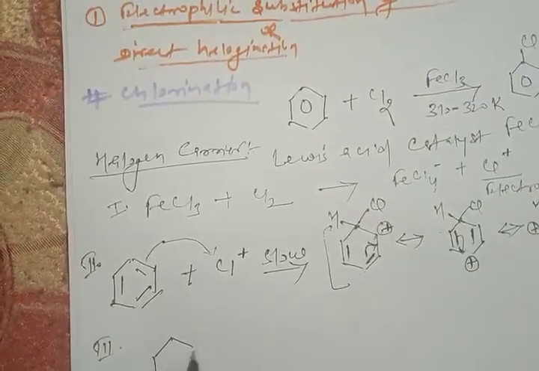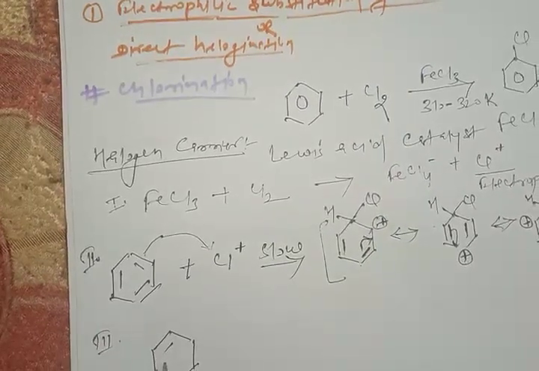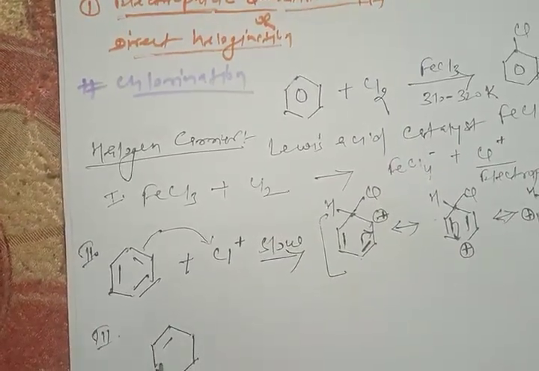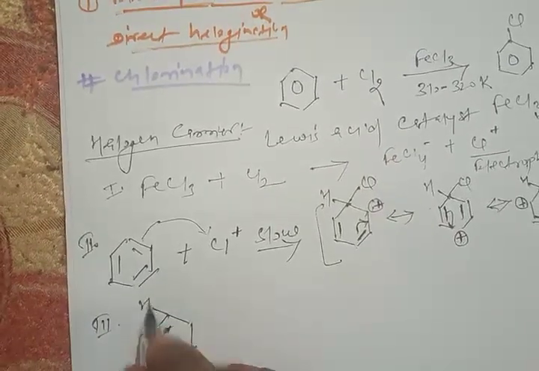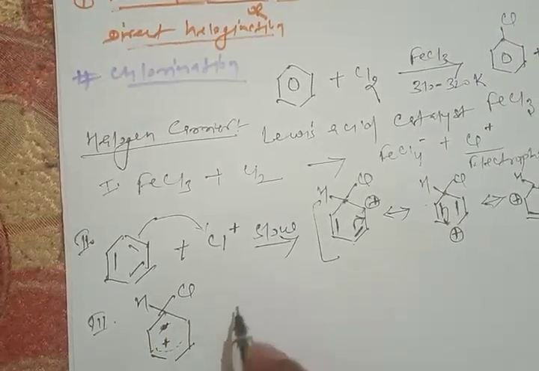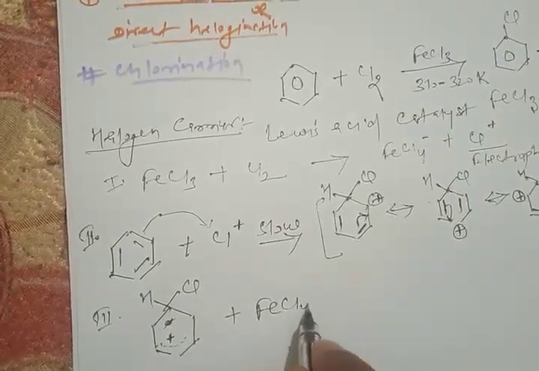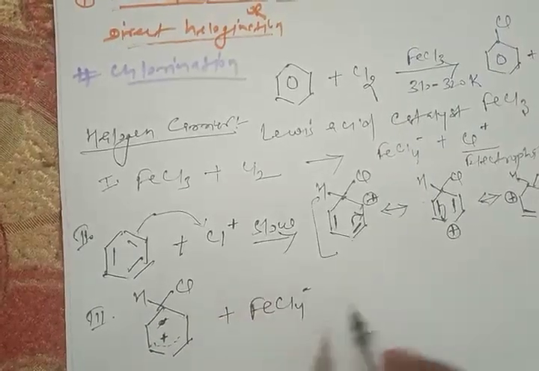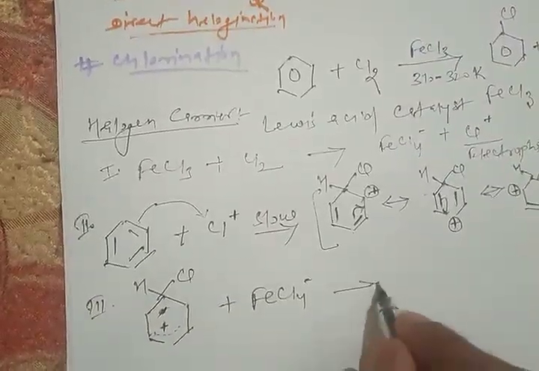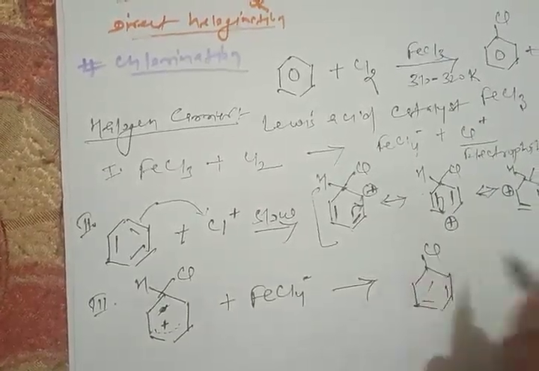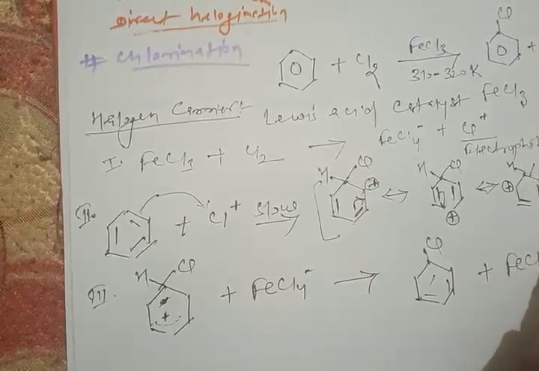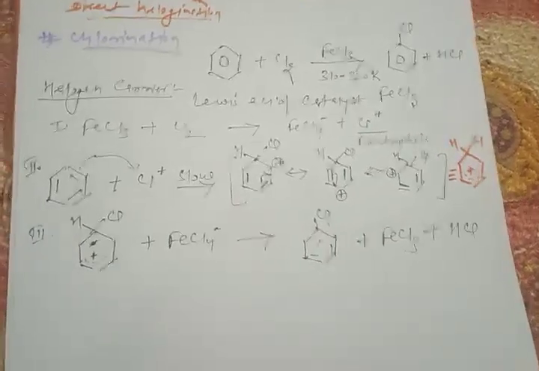this proton, that means the hydrogen, is abstracted by FeCl4 negative. So we'll get the resultant chlorobenzene plus FeCl3 and plus HCl. So this is how the reaction will proceed in 3 stages.